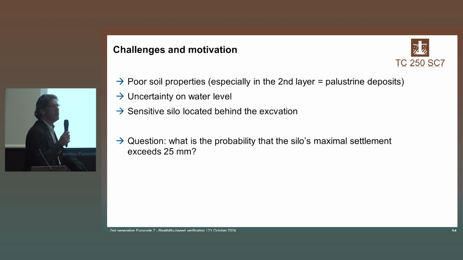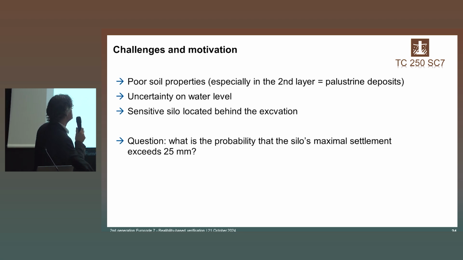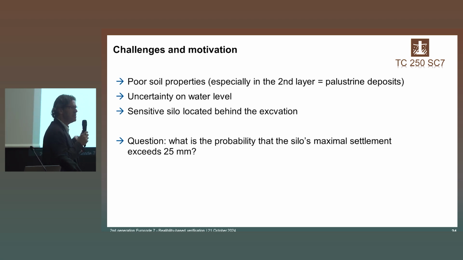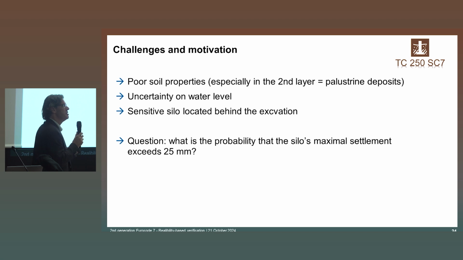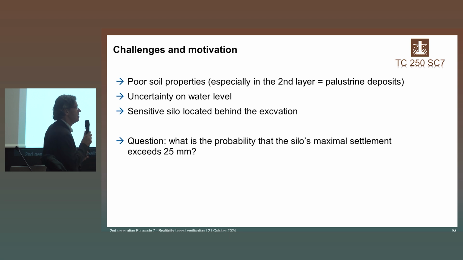So what do we have here? We have poor soil conditions. We have an uncertainty on the water level, and we have this sensitive silo, which is located a little bit behind the excavation. The question we want to address here is more a serviceability limit state than an ultimate limit state. It's more SLS than ULS. What is the probability that the silo's maximal settlement will exceed 25 millimeters? The structural engineers told us that it would be a threshold which should not be exceeded.